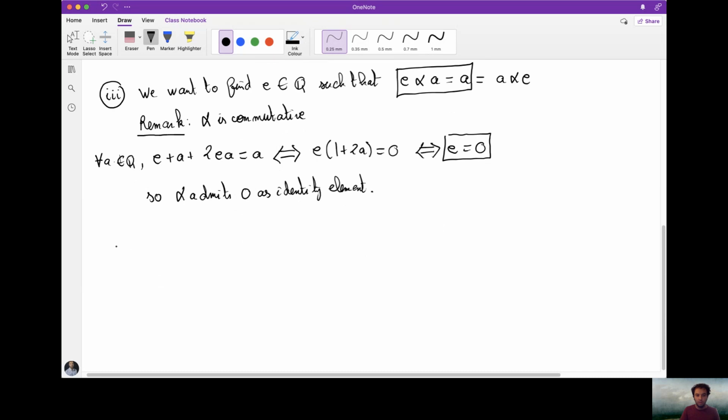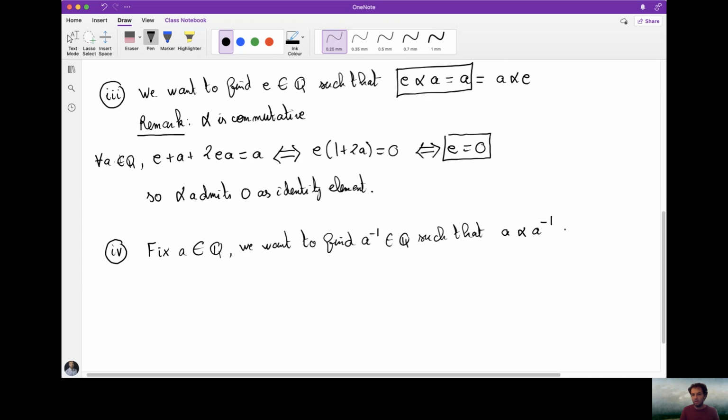Now we turn to the fourth property. Now we want to check whether all elements are invertible. So fix some element, fix A belonging to Q, and we want to find some other number, that we can call A minus 1, also rational, such that if you use A and you compose by A minus 1, or if you do it in the opposite direction, it should be equal to the identity element, which is 0, right?